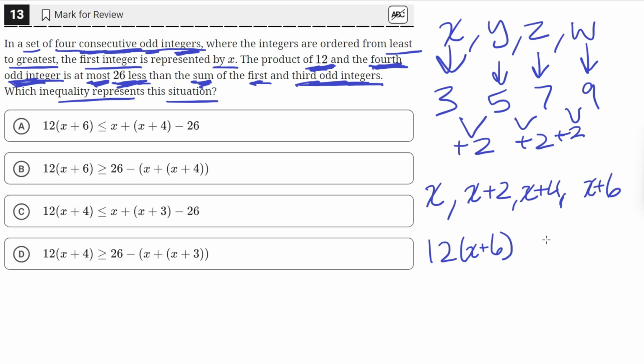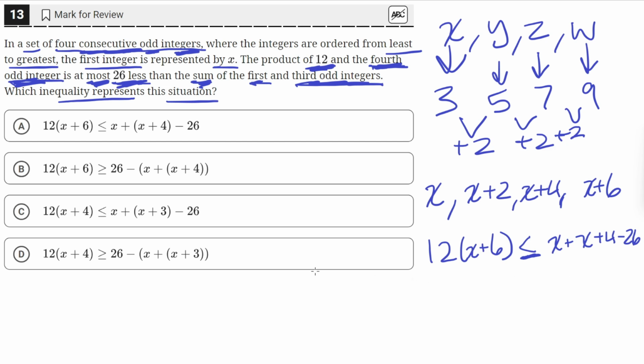So the sum of the first odd integer and the third odd integer is x plus x plus 4. So that's the sum of the first and third odd integers, and then 26 less than that is just that minus 26. And we're told that 12 times x plus 6, the product of 12 and the fourth odd integer, is at most 26 less than. So that means its value is less than or equal to x plus x plus 4 minus 26. So this is our expression here.